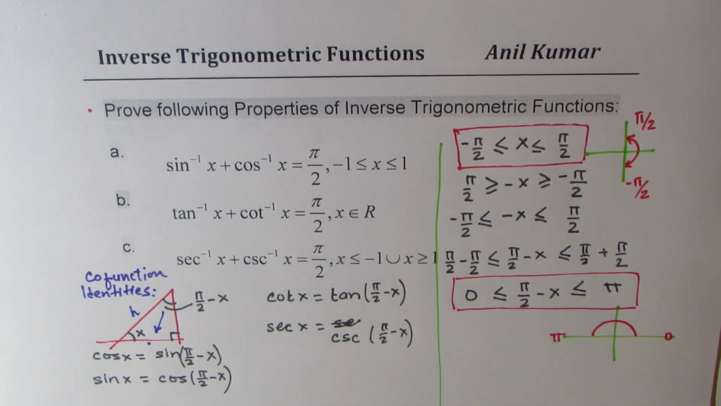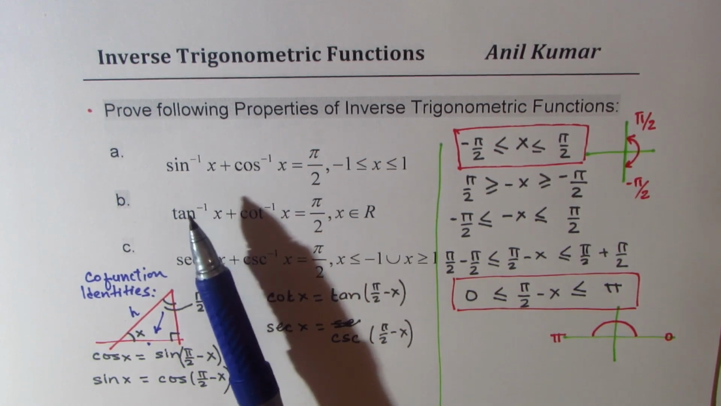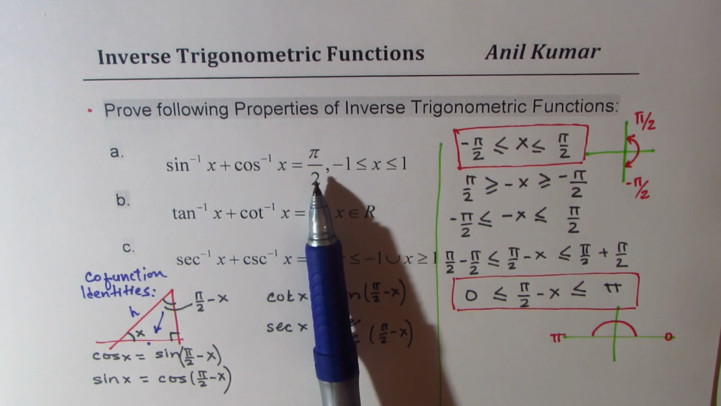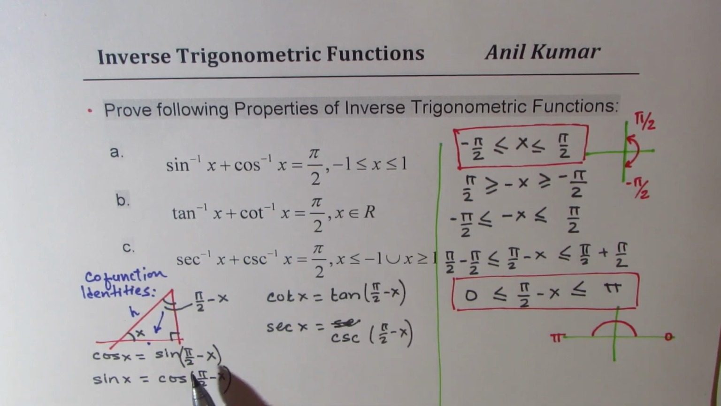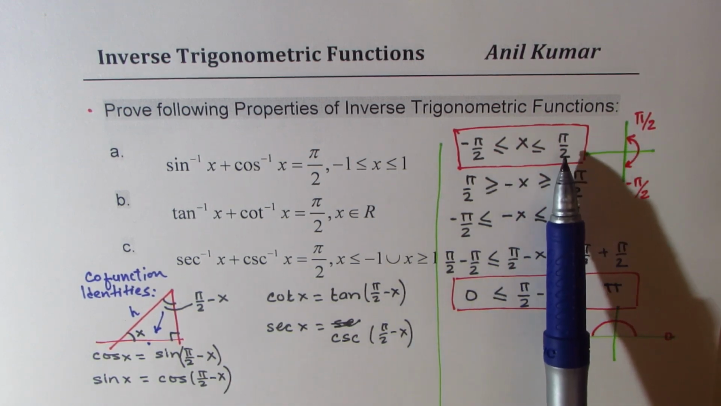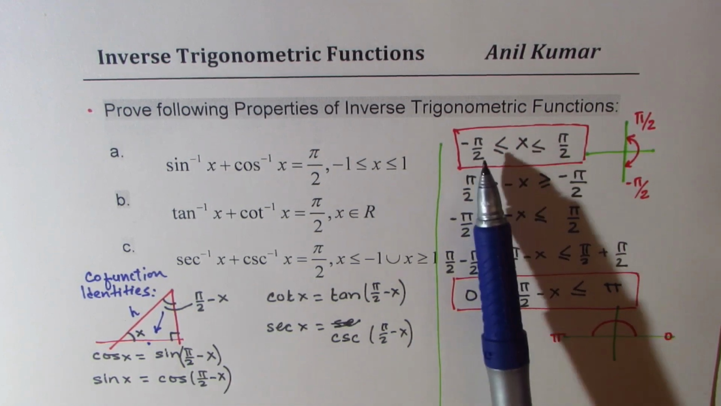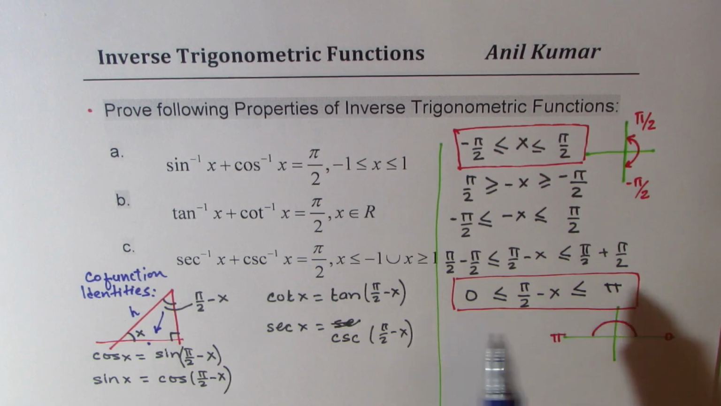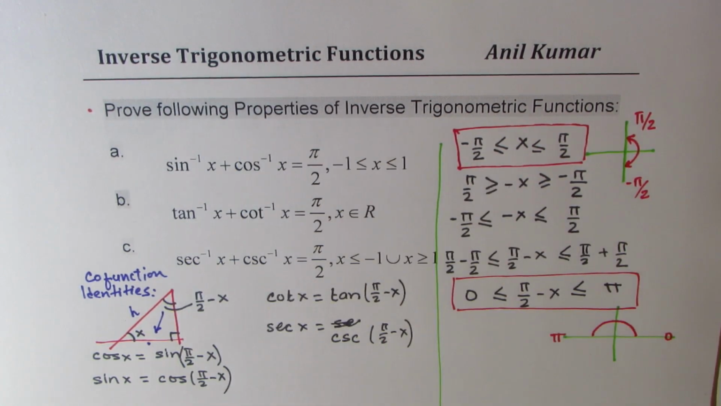So as you can see here, we'll prove sine inverse x plus cos inverse x equals pi by 2. But we have to work with the argument, which is either x or pi by 2 minus x. If we're talking about x, then x is between minus pi by 2 and plus pi by 2. And when we talk about pi by 2 minus x, for all inverse trigonometric functions, it is between 0 and pi. So I hope that point is absolutely clear.